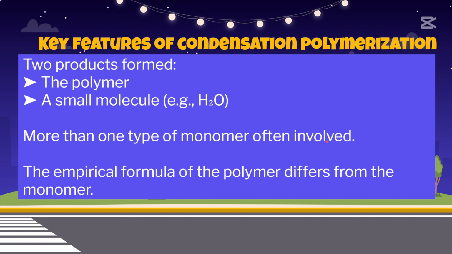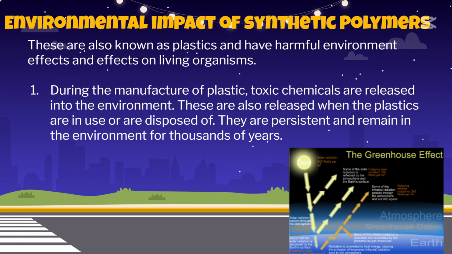So if you were asked to differentiate between addition polymerization and condensation polymerization, you could say that addition polymerization involves using identical monomers that have double bonds. But condensation polymerization involves using different monomers with different functional groups, and usually the polymer and the water molecule are formed when both monomers are joined together.